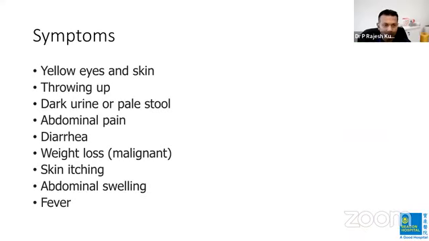All right. Now, what are the symptoms? First, your eyes become yellow, and then your skin becomes yellow. You start vomiting. You start becoming nauseous. You become unwell. Then you notice your urine becomes dark, and your poop becomes less brown, becomes more pale. You start having abdominal pain. Some of us will have diarrhea, and mainly with the cancerous problem, you start losing weight. And when the jaundice becomes worse, the skin starts itching. For those with cancers, the abdomen may swell up, and some of them may have fever, especially if you have stones within the gallbladder. All right, so these are some of the common symptoms.